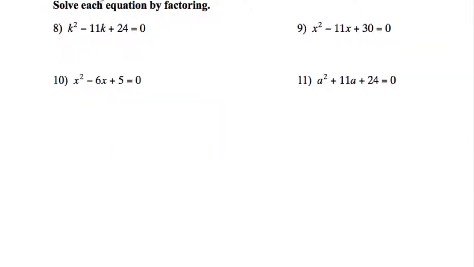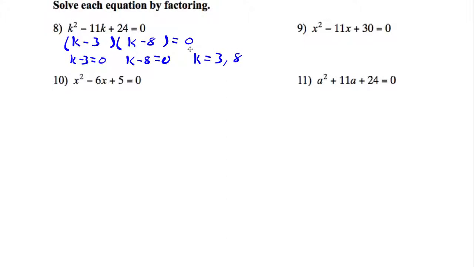Now sometimes we have these set equal to 0. So the only way to solve these is to actually factor. So we need to factor these first and then set each factor equal to 0. So here this is going to be k minus 3 times k minus 8. So we get k minus 3 is equal to 0. K minus 8 is equal to 0. So we get k is equal to 3 or 8.